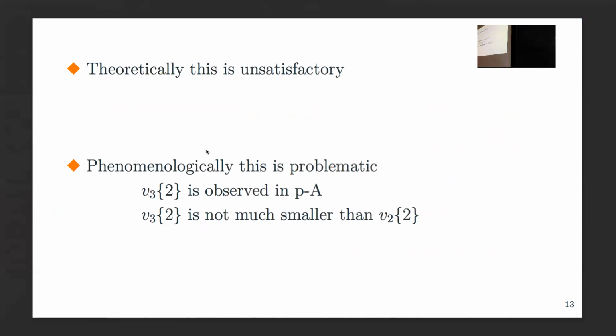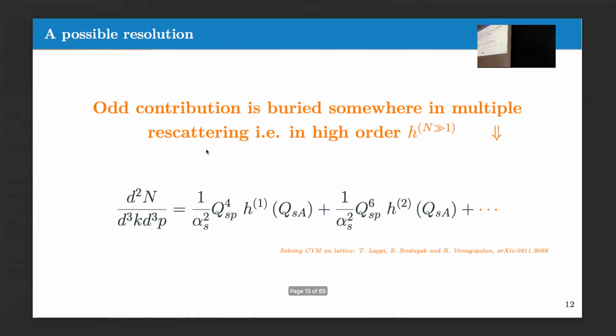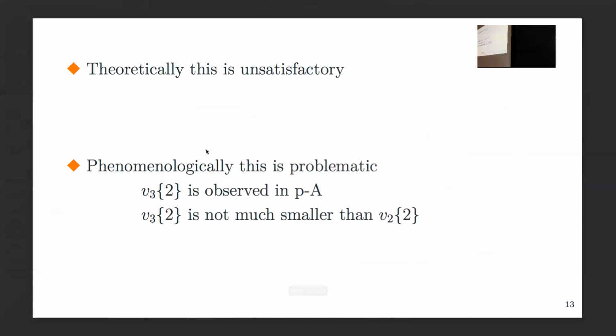So we need to find this contribution analytically. And second, phenomenologically, this is problematic if we would attribute the V3 to the high order correction on the projectile side, because the V3 is not much different from V2. So phenomenologically it also wouldn't work very well.